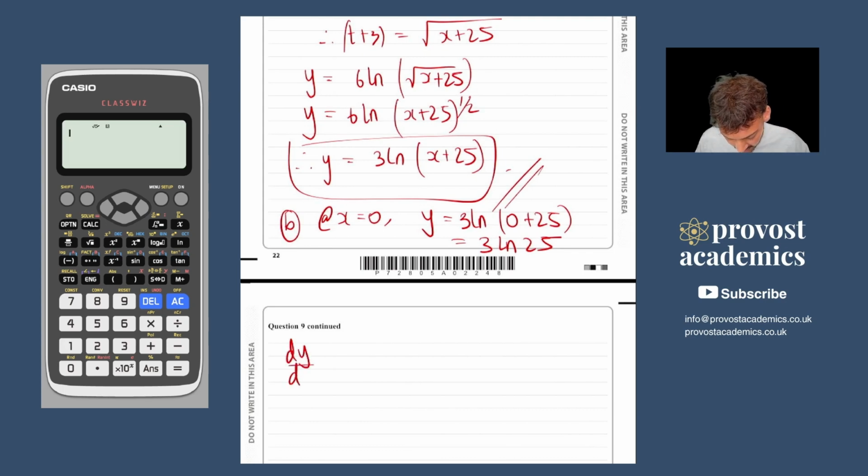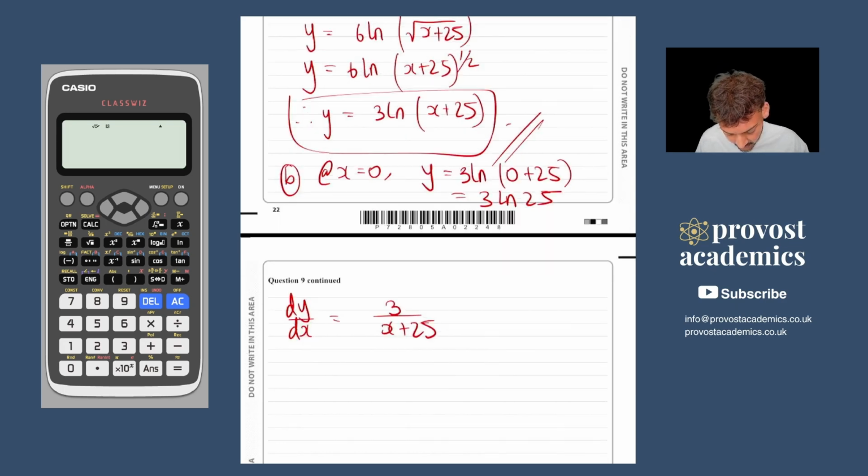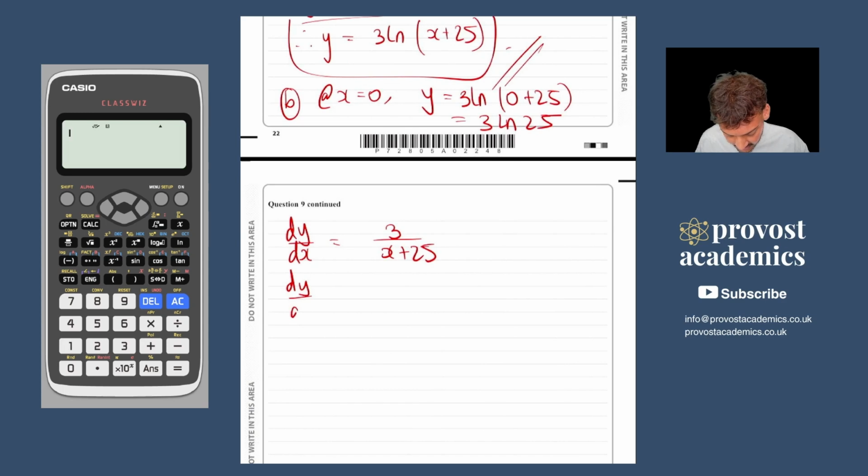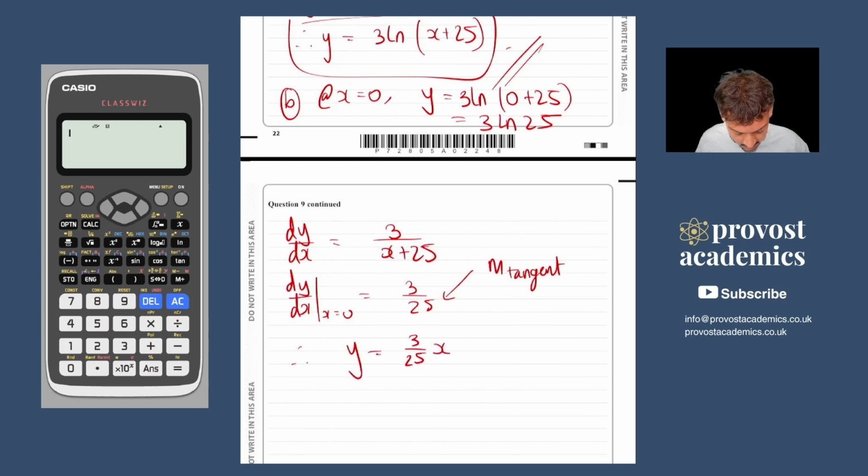Next, let's find dy/dx. So dy/dx is going to be equal to, since it's a natural log, it's simply just 1 over that. So 3 over x plus 25. And then dy/dx at x equals 0, again, is 3 over 25. And that's my gradient of the tangent, so m tangent. So therefore, I get y equals 3 over 25x plus c.